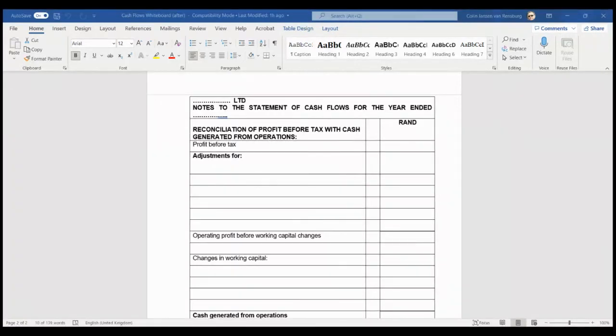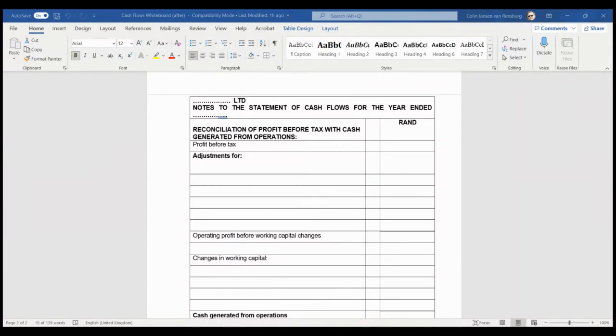So that's the first thing that we've got to realize, that the figure that we are starting this note with, in other words, our profit before tax, that figure includes profits and it includes losses. All those profits and losses, those figures were determined by using the accrual system, right? So that's the first thing that we've got to remember. Profit before tax comes from our statement of comprehensive income, but we've determined it by using the accrual system, right?